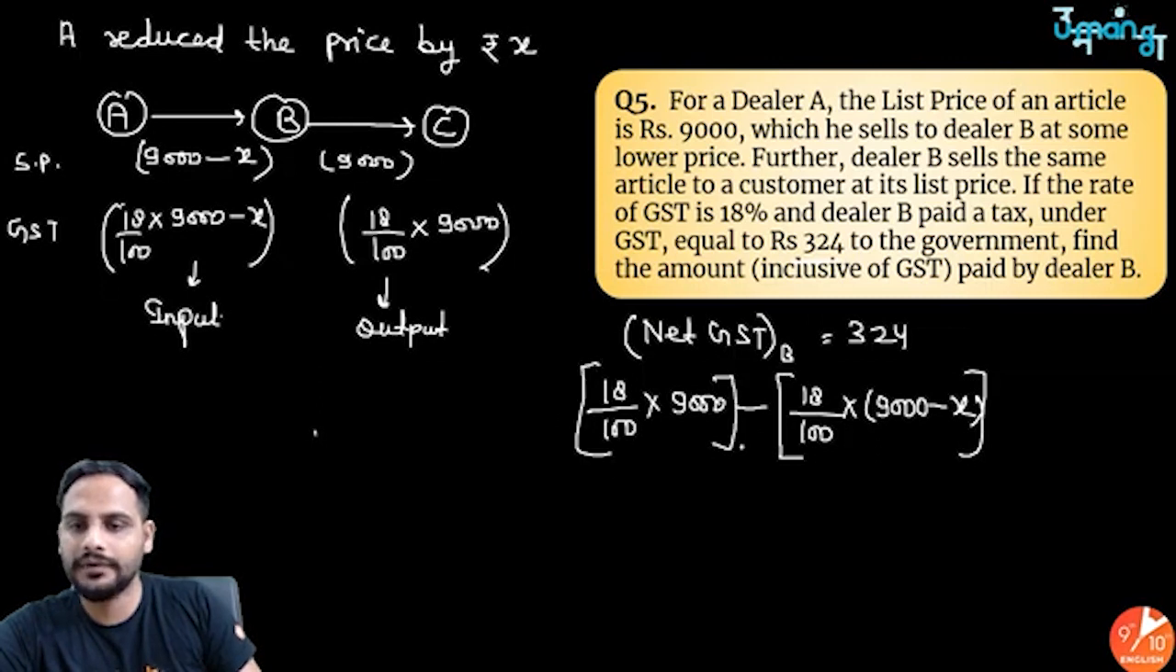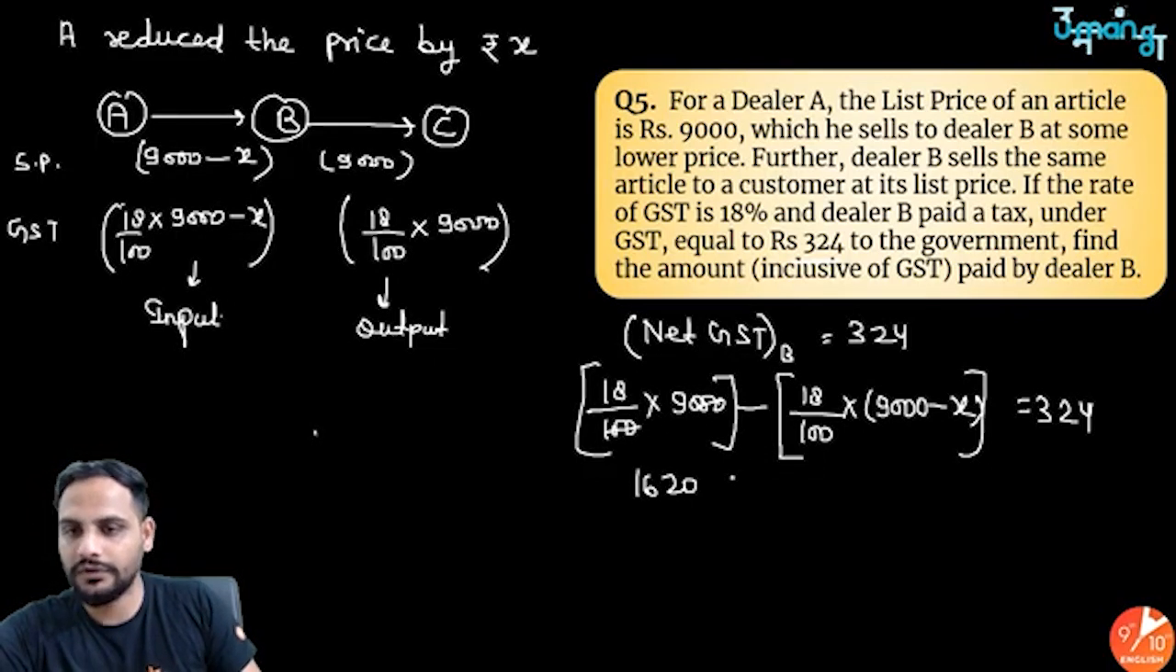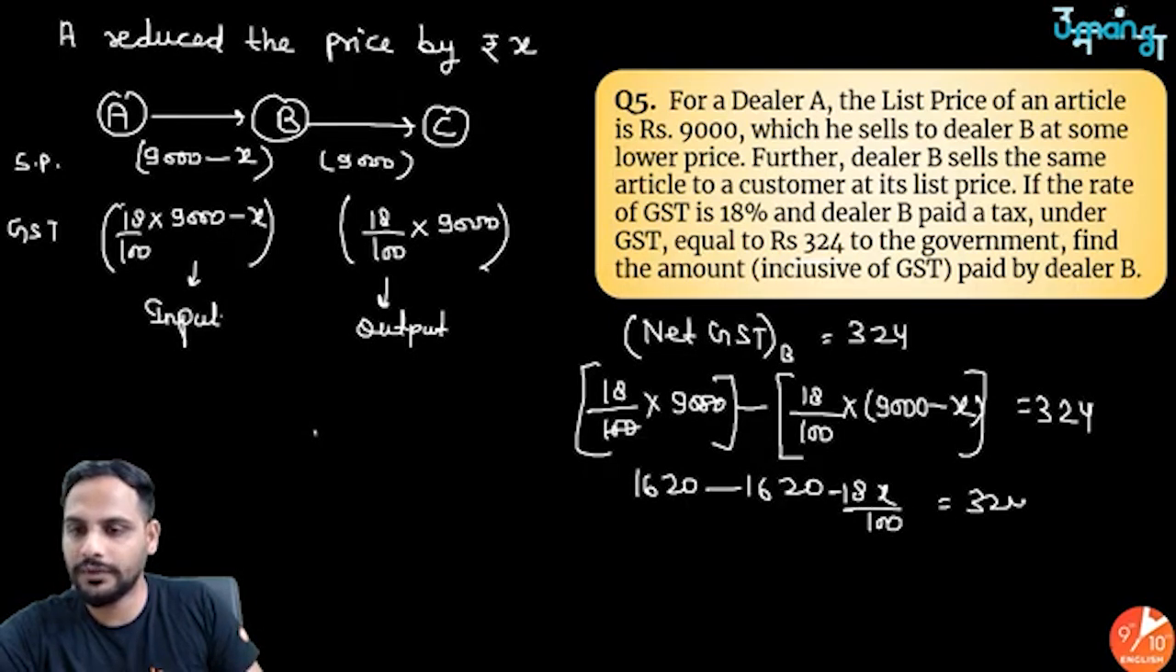Okay, this is equal to 324. Two zeros to two zeros got cancelled. So here you have got 18 nines are 162, so 1620. So here also minus 1620 and minus 18x by 100 is equal to 324.